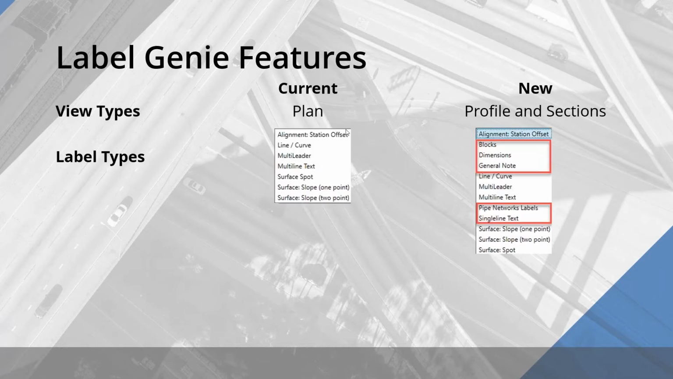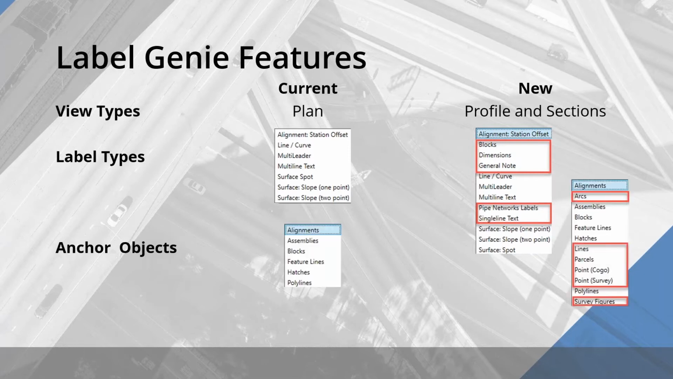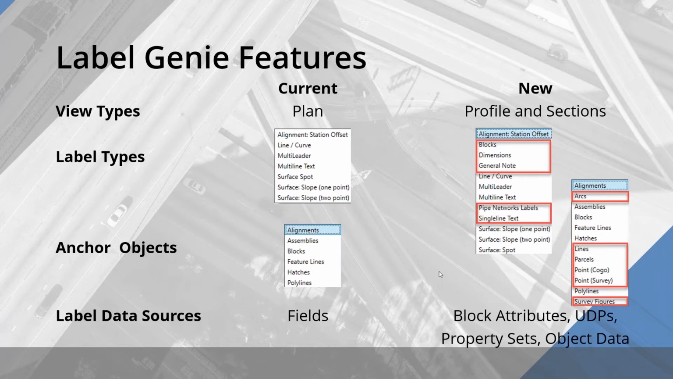The label types, we used to have this many different label types. That's nearly doubled now, including a variety of more Civil 3D and AutoCAD label types. The anchor objects, that list has nearly doubled to include just about every reasonable anchor object you might want to attach labels to. So some basic AutoCAD stuff, but also more Civil 3D objects as well.